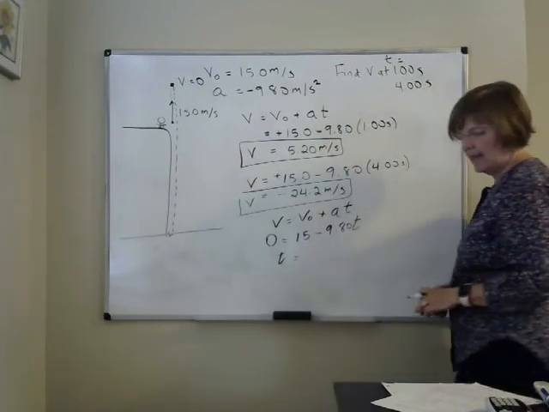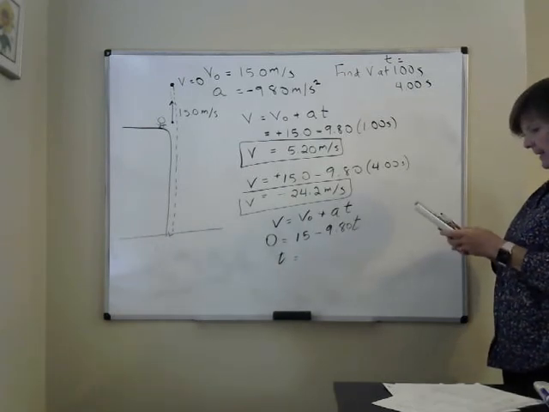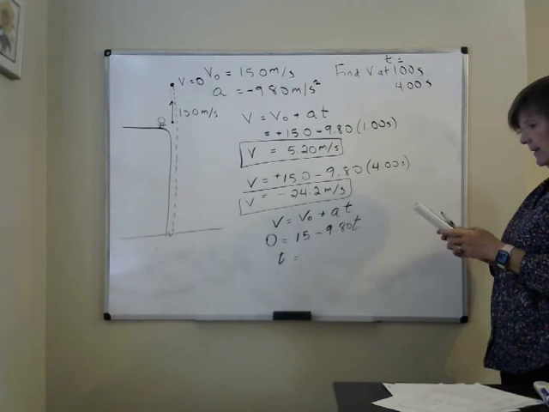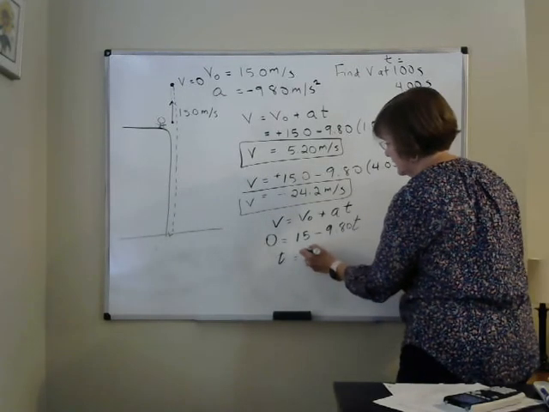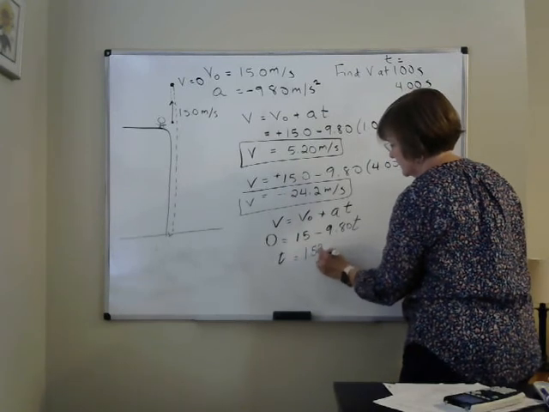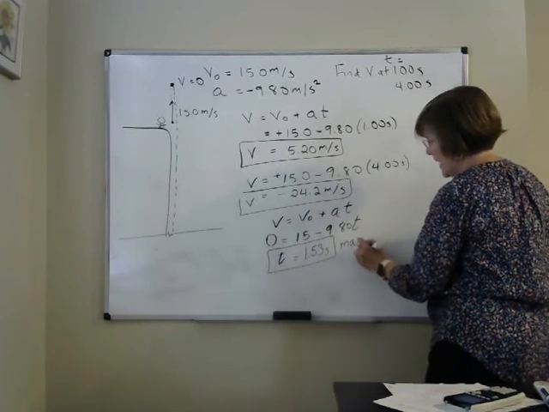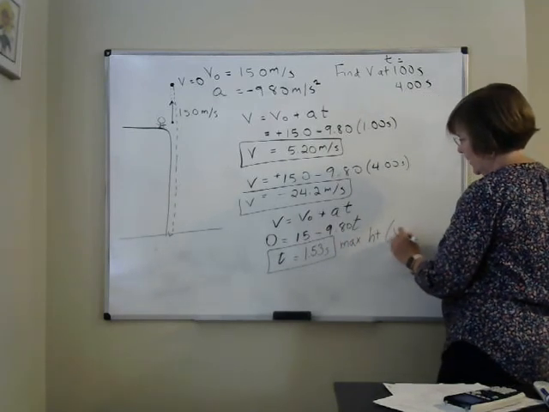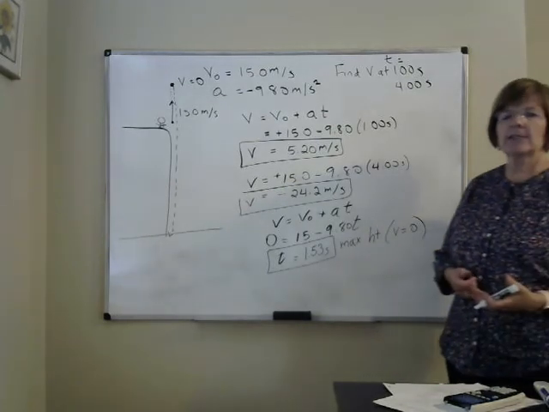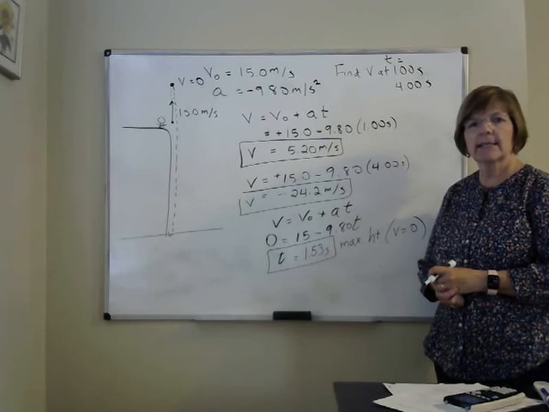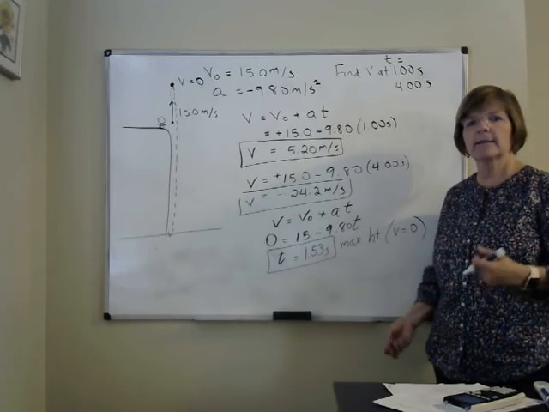I can see that it's going to be 15 divided by 9.80, 1.53 seconds. That's the time where it reaches the maximum height, or where the velocity is 0. If I know how long it takes to reach the maximum height, it's not hard to figure out what that maximum height was above where it's thrown.